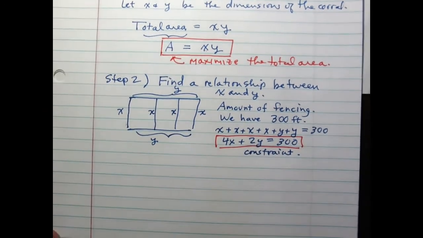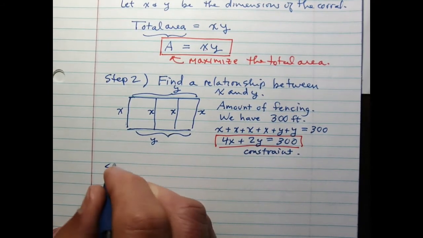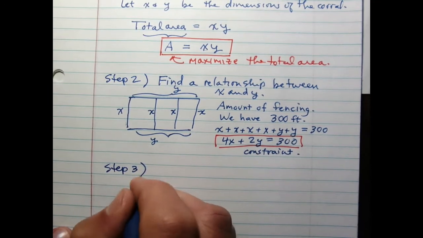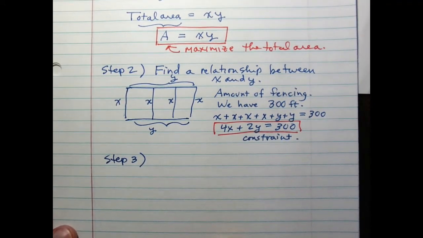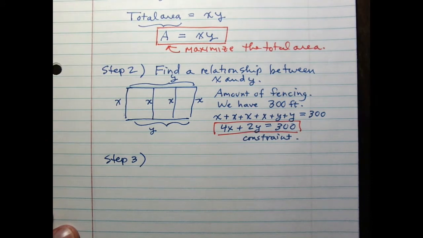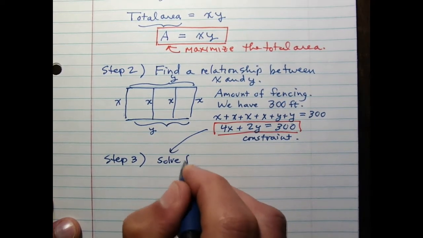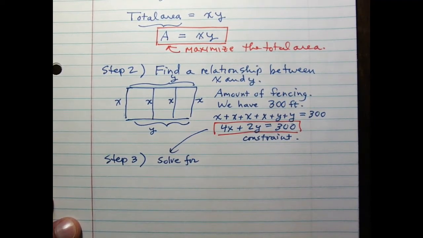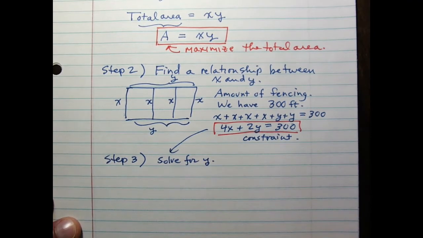The length of fencing, though, is not the function we want to maximize. The function we want to maximize is the area. So we're going to have to come back to that area function. So let's go on to step 3 now. Step 3 is we have to solve the constraint for one of the two variables. Often it doesn't matter. Here I'm just going to solve for Y in that equation.